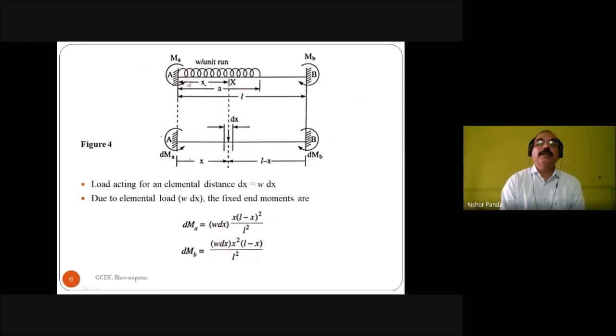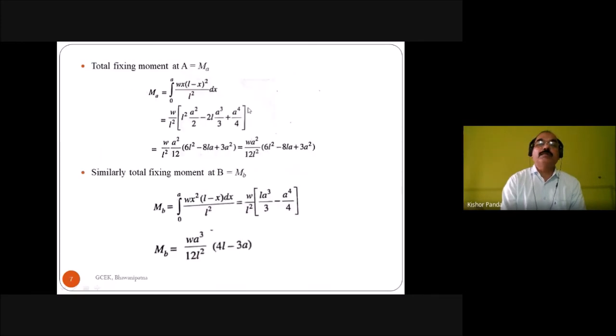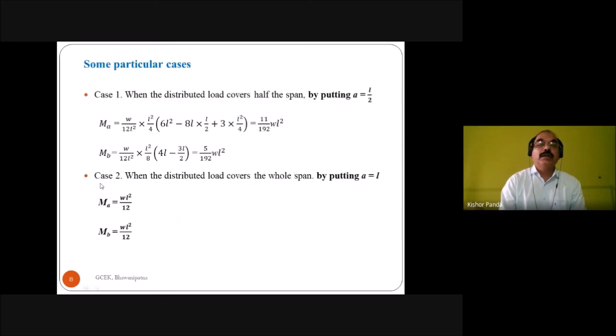So when the UDL is present for some distance, you can find out the moment. This is the equation you have to remember. If you consider the load on half of the beam, you have to put A is equal to L by 2, and if the load is present throughout the span, the total length, you have to put A is equal to L. Then you will find the moments at the ends of the beam, MA and MB.